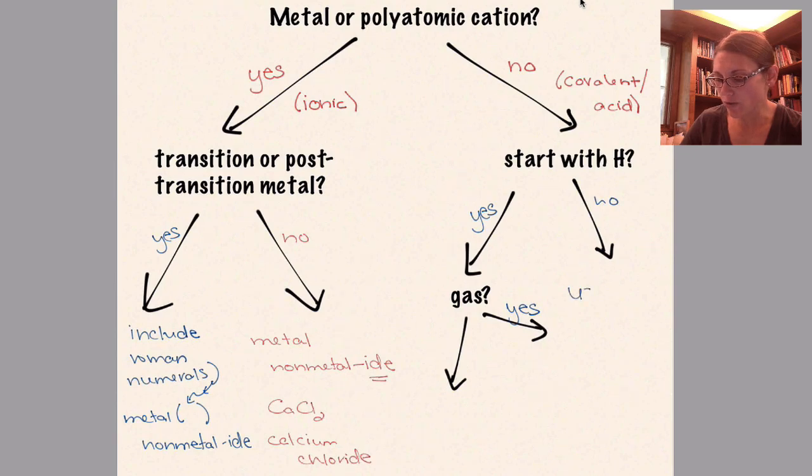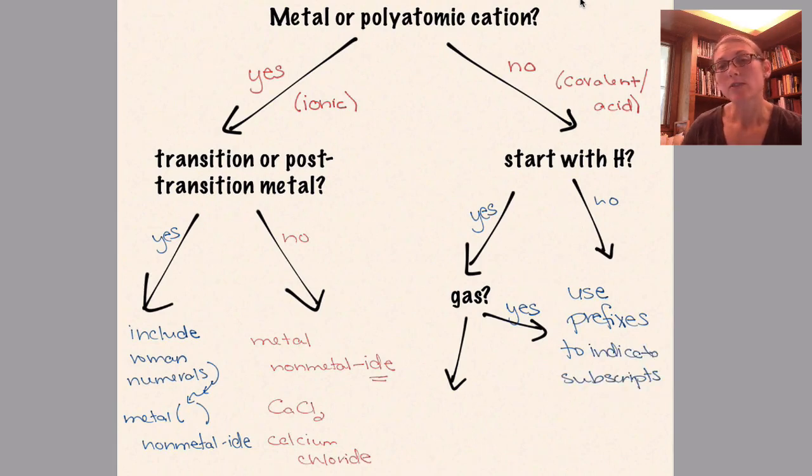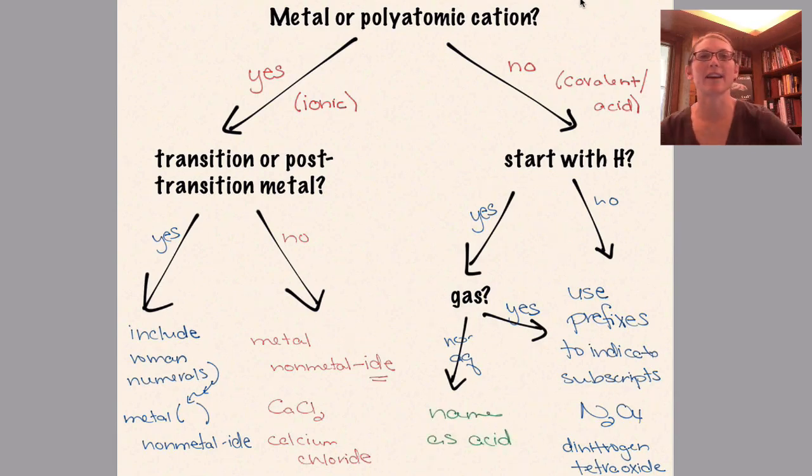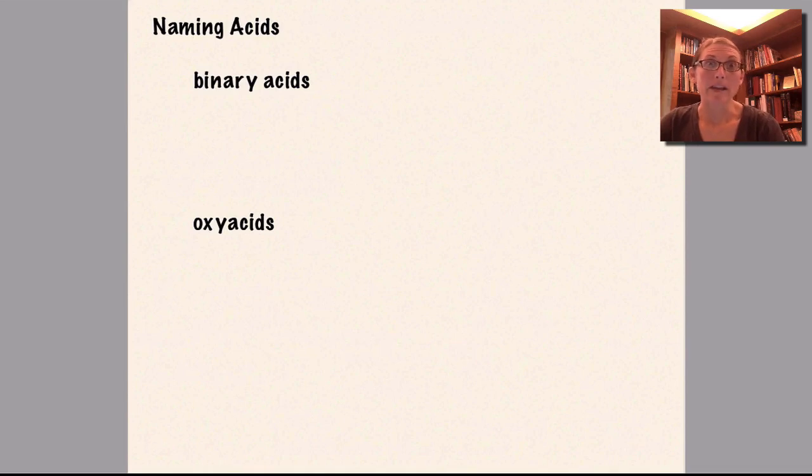And this is where you're going to use your prefixes to indicate subscripts. So for example, if you had N2O4, this is dinitrogen tetraoxide. If it's not a gas, if it is an aqueous solution, then you do have an acid. And so you're going to name it as an acid, and we are going to go through those rules on the next slide.